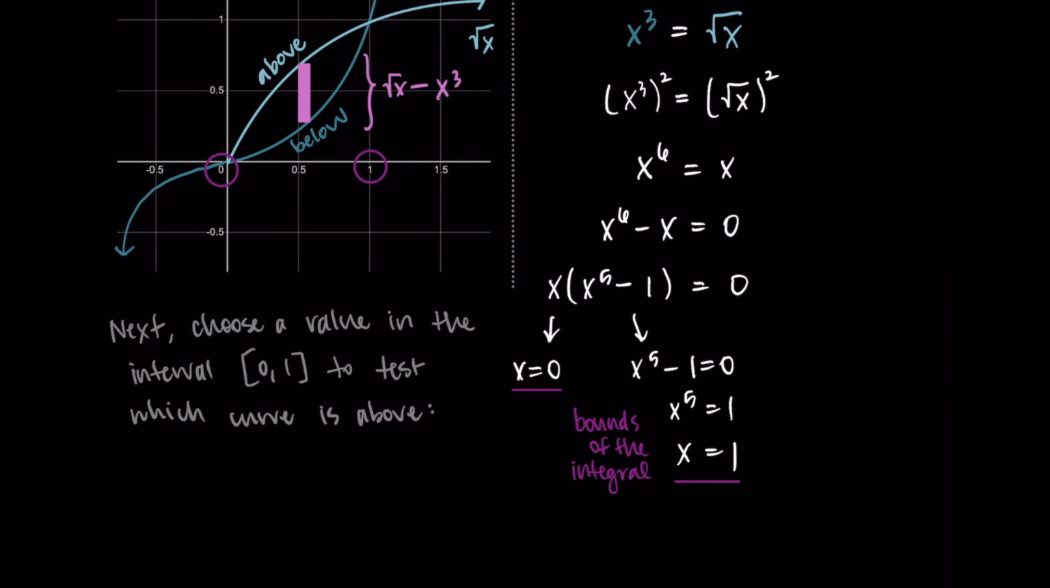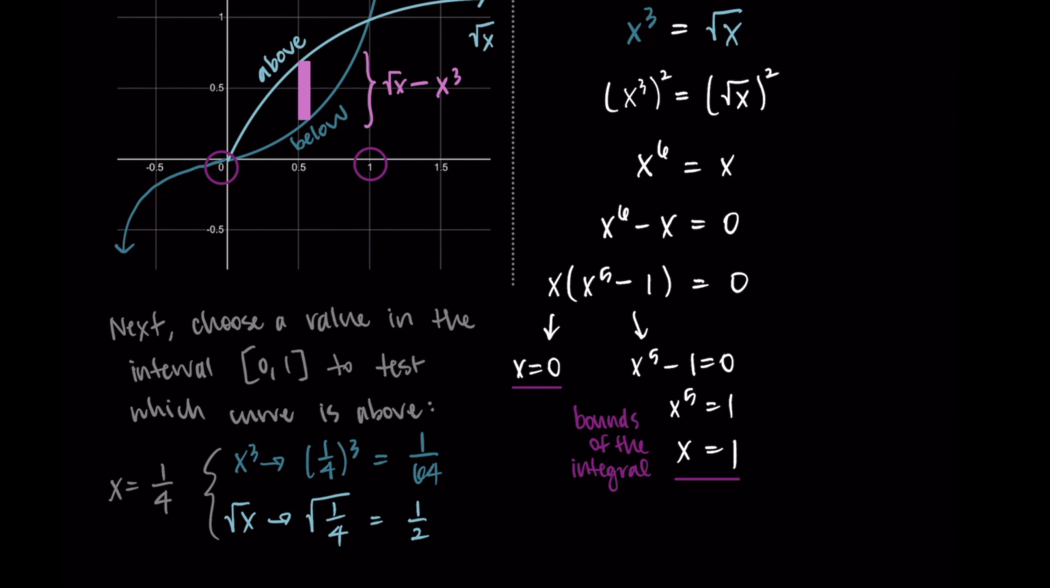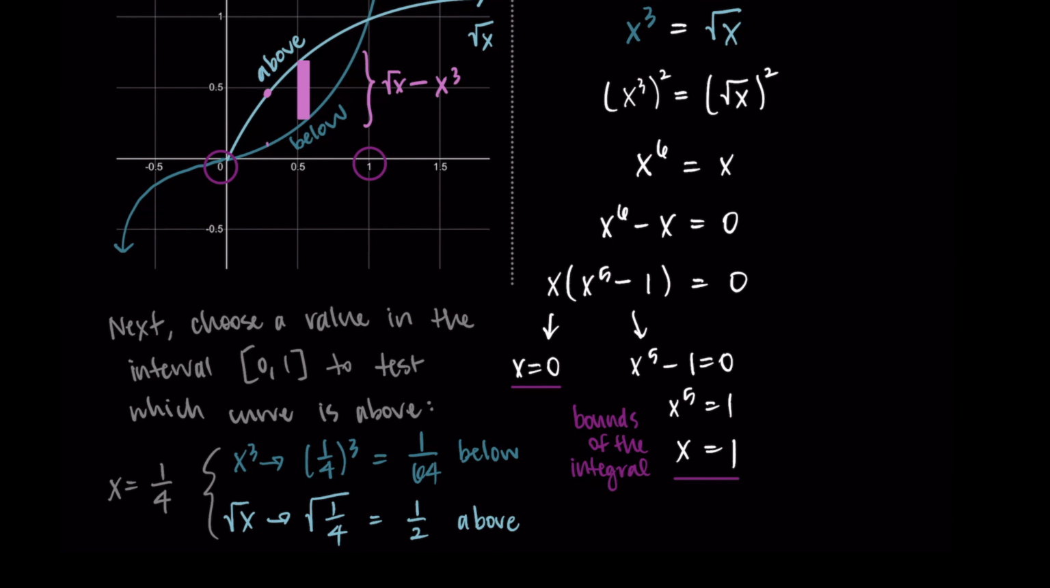So I'm going to pick x equals 1/4 and substitute that in for both of my functions. So I have x cubed, which means I'm looking at 1/4 cubed, and I have square root of x, which means I'm looking at the square root of 1/4. Simplifying these, I'm getting 1 over 64 and 1/2. So 1/64 is certainly smaller than 1/2, and so this tells me that the 1/64 is below the 1/2. That means the x cubed function is below the square root of x function.